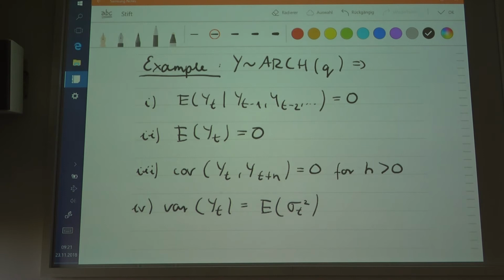That's bigger than 1? The last one? Yes. I mean, it depends on the variance here.